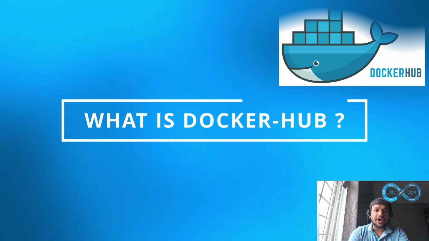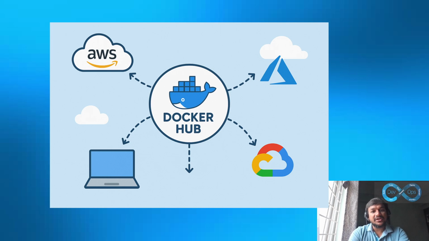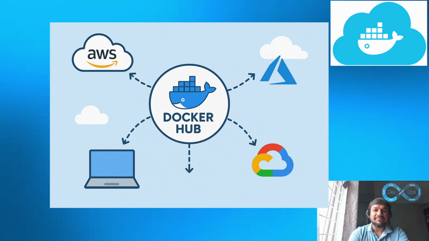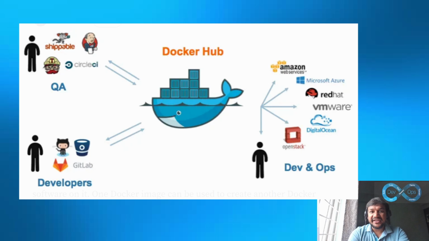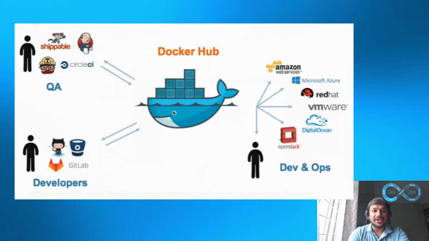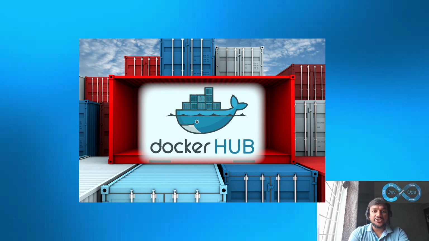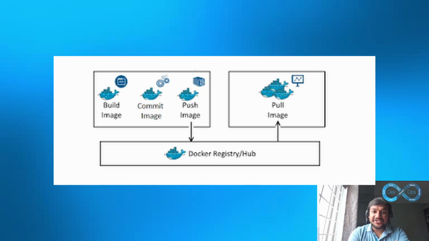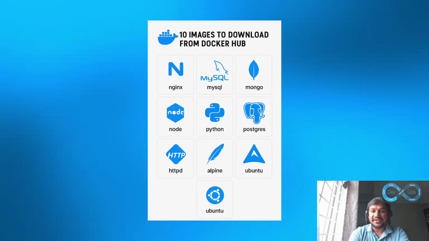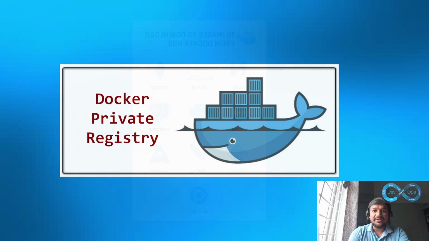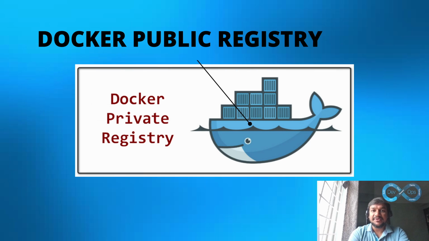Docker Hub is a cloud-based repository where Docker users can store, share, and manage container images. Think of it like GitHub, where in GitHub you store the code. Similarly, when you create a Docker image, you store it in Docker Hub. You can push your own custom images, pull official images like Nginx, MySQL, Ubuntu, or collaborate with your team. You can create public or private repositories depending on your requirement.